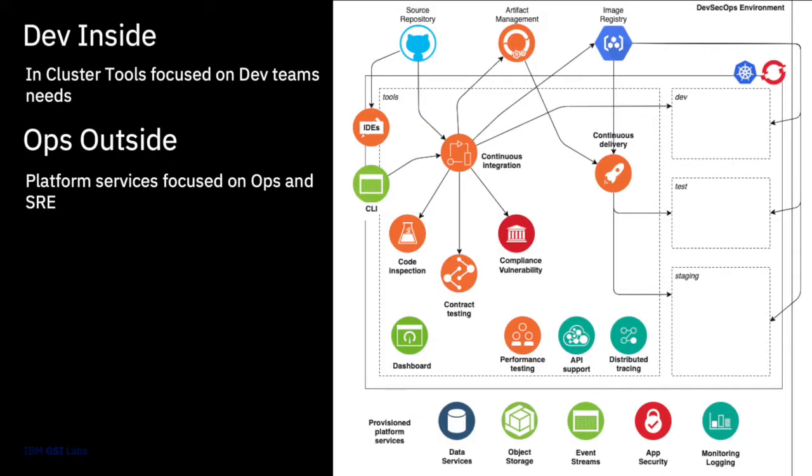This approach of bringing development tools on the inside of a development cluster, focused on the needs of the development team, such as continuous integration, code testing, contract testing, API testing, tracing, and then a set of tools that are bound to the development cluster from the outside, operational tools like source code management, artifact management, image registry, logging and monitoring, enables the best of both worlds to come together in a unified development approach.